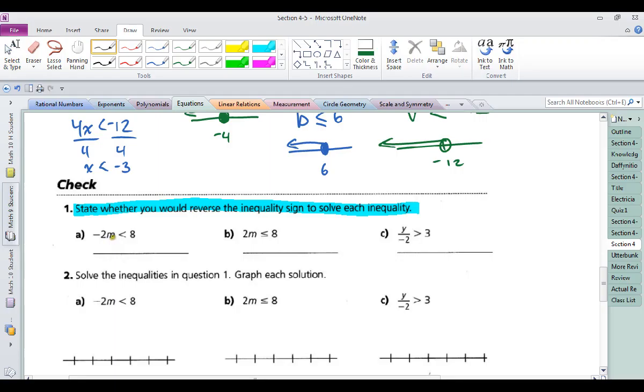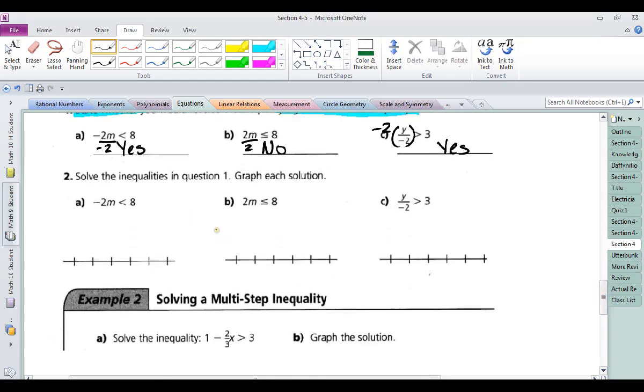Yes or no? Does the sign change? Yes, because you would have to divide by negative 2. Yes or no? No, because you would divide by positive 2. Yes or no? Yes, because you would multiply by negative 2. Got it? Great. Now, do that work that I just said not to do. Go. Hint, hint. I just showed you how to do it.